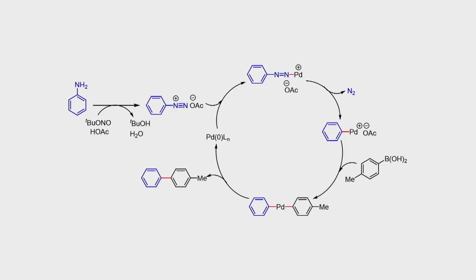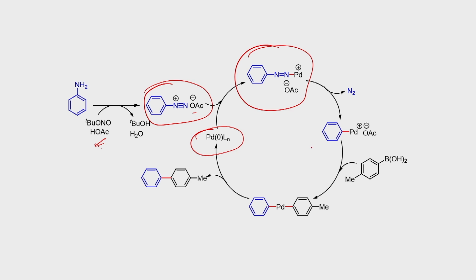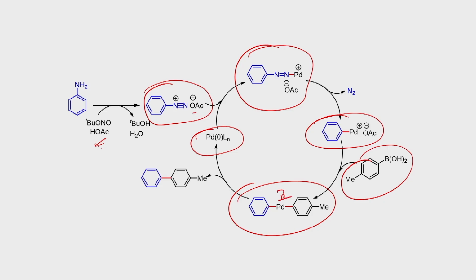The mechanism of the latter reaction is shown here. When you react aniline here, you can make the corresponding diazonium salt, as you can see here, and using this organic nitrite, you can get this acetate salt. Once we have this one, now you have the palladium 0, which can undergo reaction. You will get this palladium 2 intermediate. Once we have this one, this can lose nitrogen. You will be able to have this salt. This salt now can undergo reaction with the boronic acid. You will be able to have this intermediate. Once we have this one, this can give the product by reductive elimination.